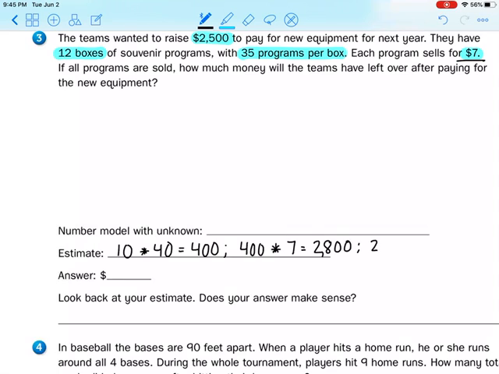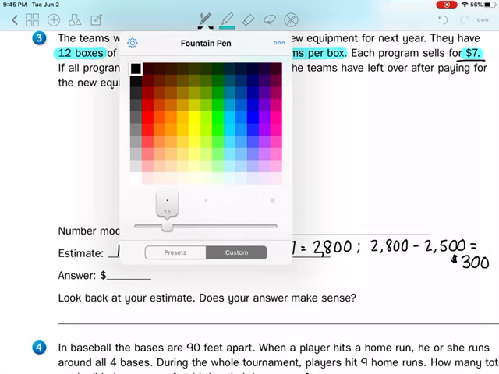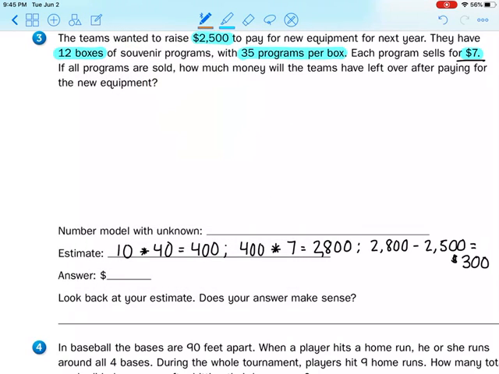Now, I'm going to take that $2,800 and I'm going to subtract how much money they wanted to raise, which is $2,500. And you get $300. So they would have $300 left over after purchasing their new equipment. So let's see if our estimate is close. So we're going to do the same thing we just did, but with the actual numbers. So my number model would look like this.